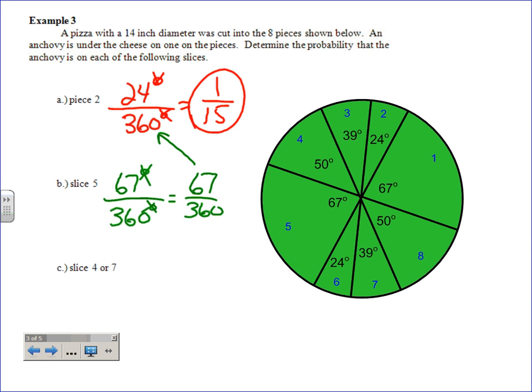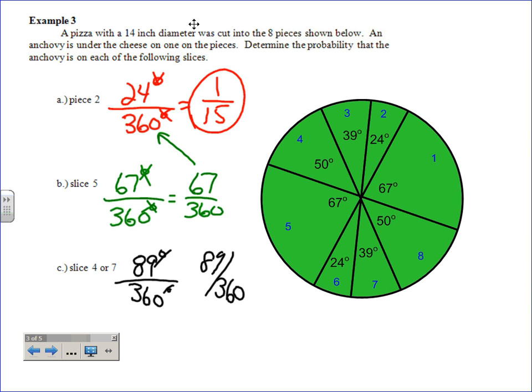How about the last one, slices 4 or 7? Well, all you've got to do is take the degrees for 4 and take the degrees for 7, and add them together. So we've got 50 and 39, so we're looking at 89 degrees out of 360 degrees. How about 89 over 360? Anything happening there? Not really. So 89 over 360.